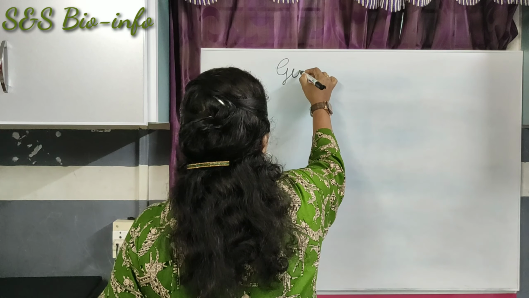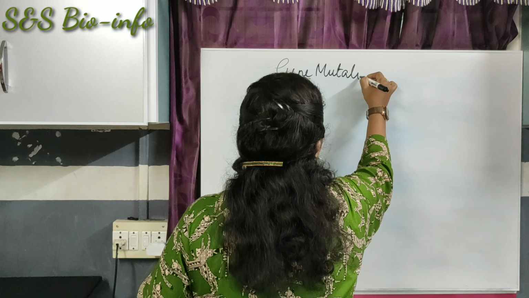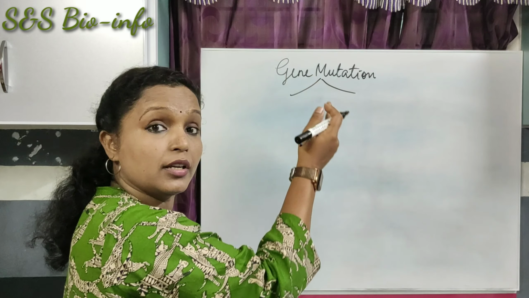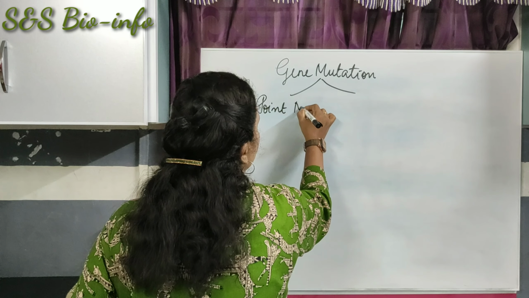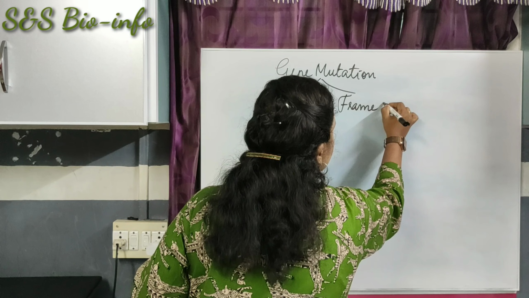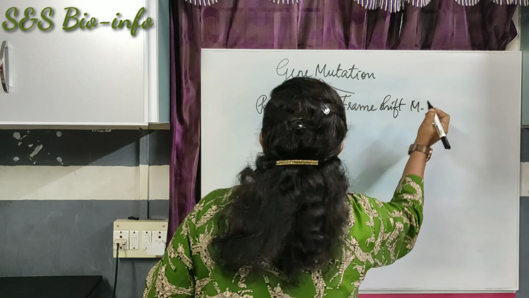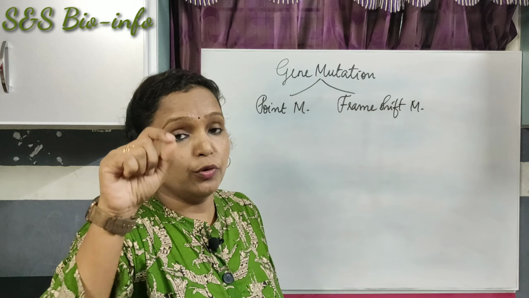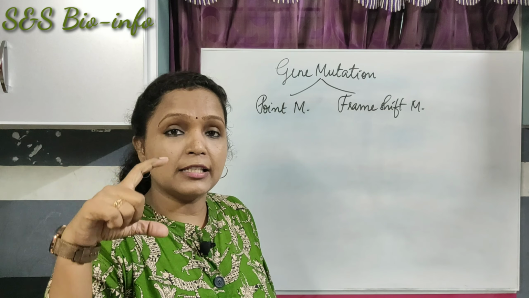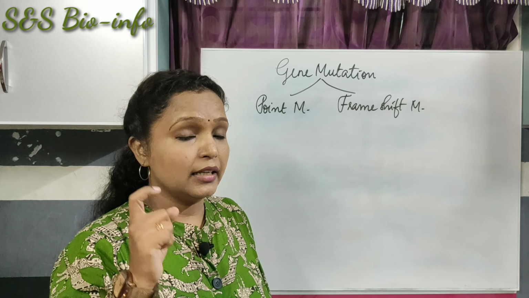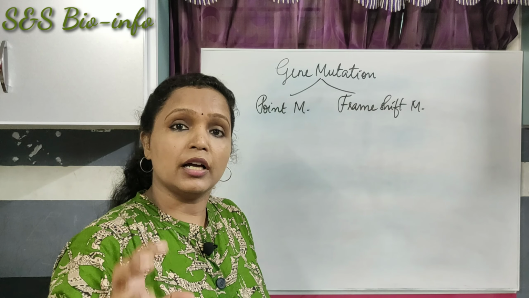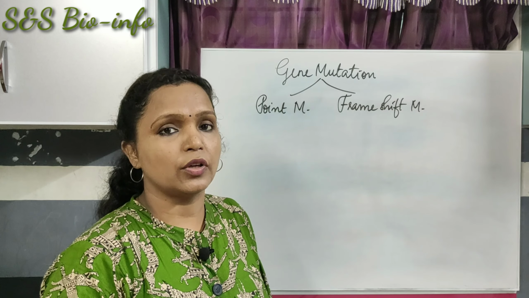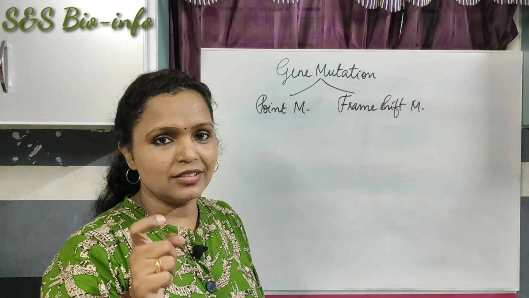Next, let's study gene mutations. What are the two types of gene mutations? Point mutation and frame shift mutation. Point mutation means if a mutation occurs at a single base pair nucleotide of the DNA, that results in an abnormality in the gene that ultimately produces a false protein in the body of the organism. That is called point mutation.